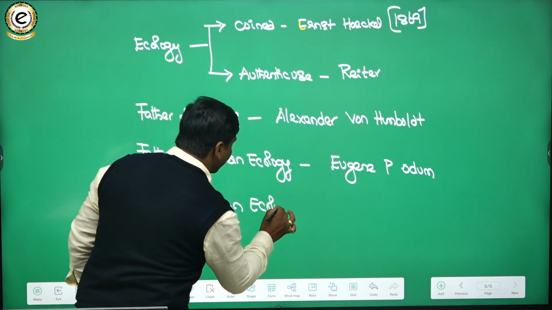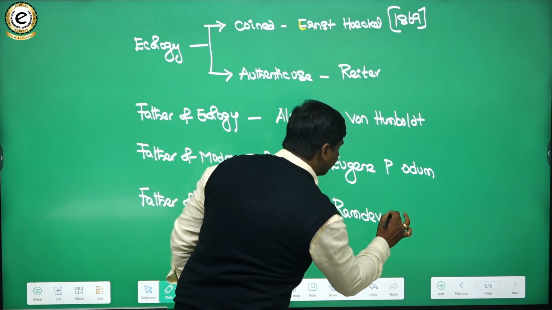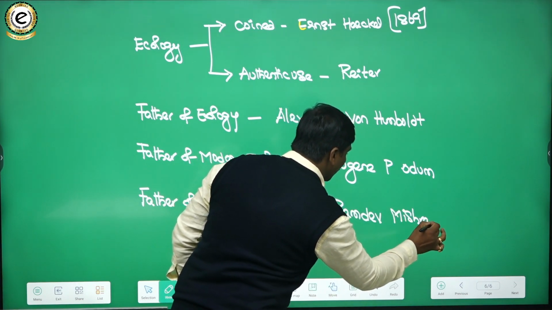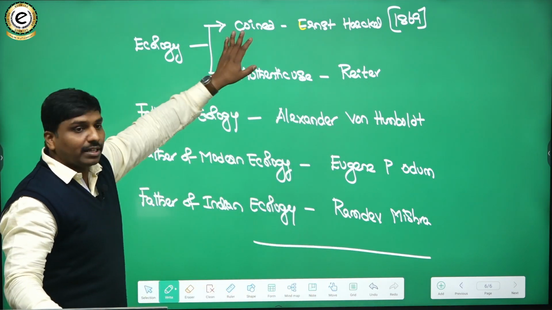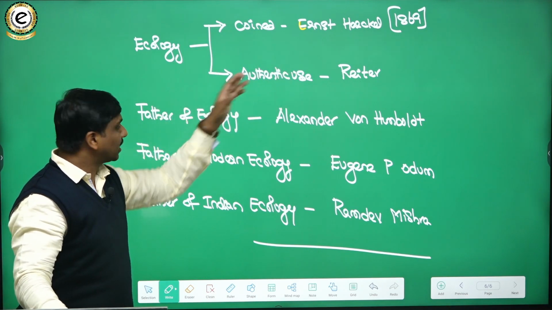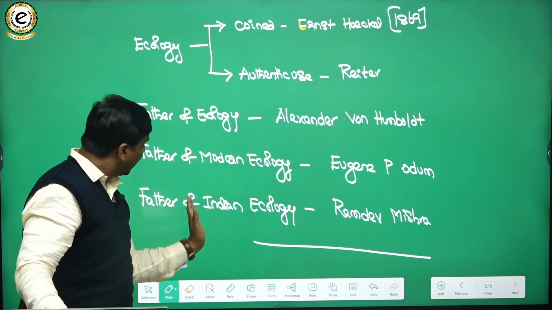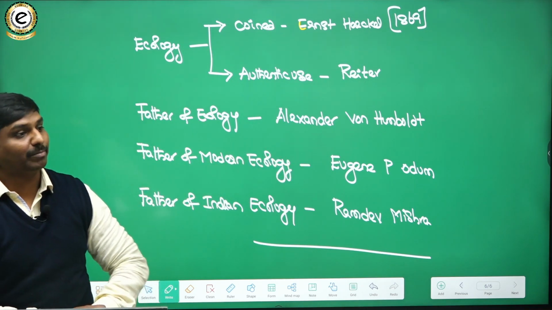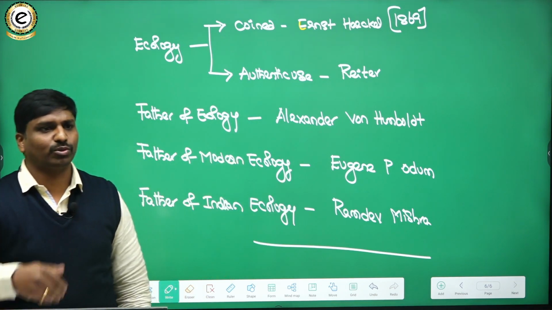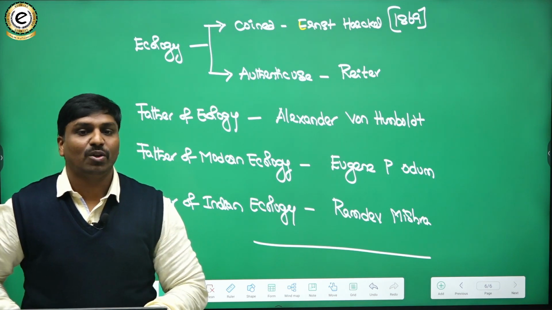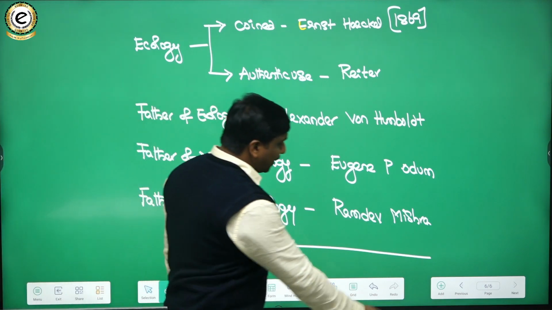These are some of the important points that you have to remember. Okay, so ecology, Ernst Haeckel. Authentic use by Reiter, father of ecology, Alexander von Humboldt, father of modern ecology, Eugene P. Odum, and the father of Indian ecology, Ramdev Mishra. After going home, go through what their important contributions were. Just go through once, Google it, so that you can further understand their contributions. That is one important thing you have to keep in mind.